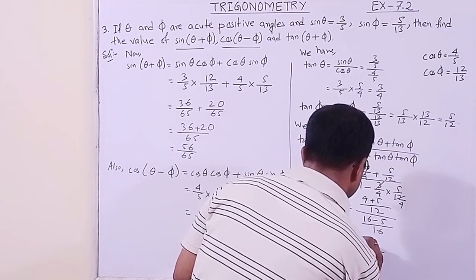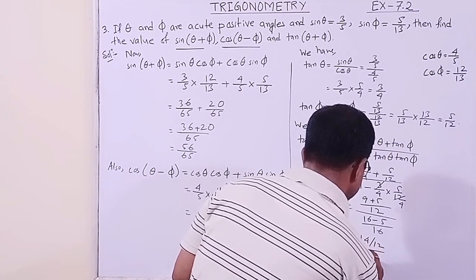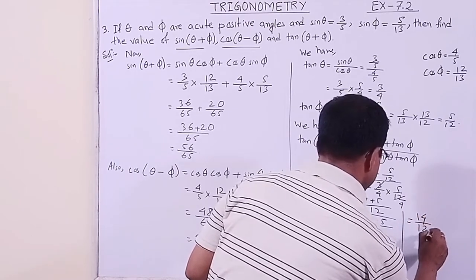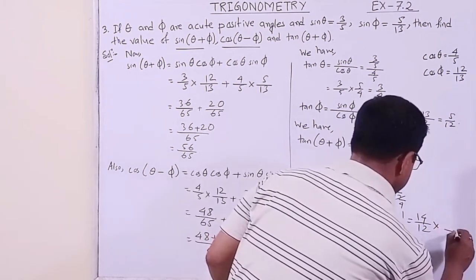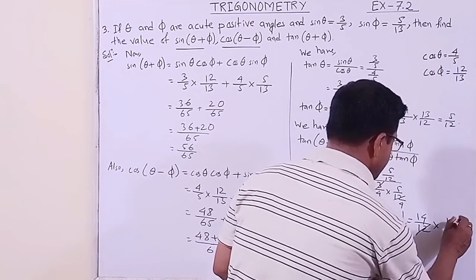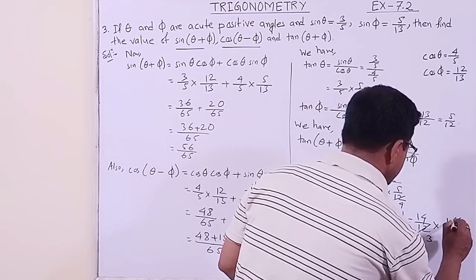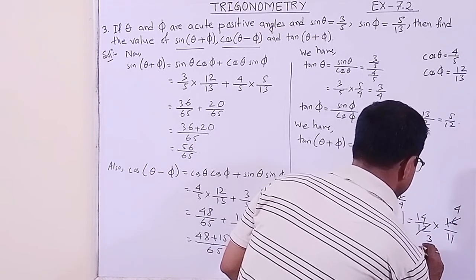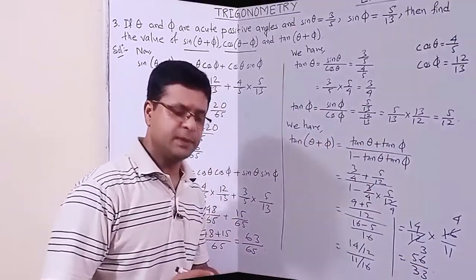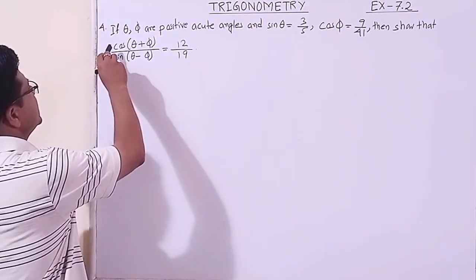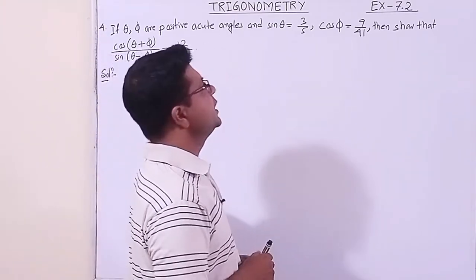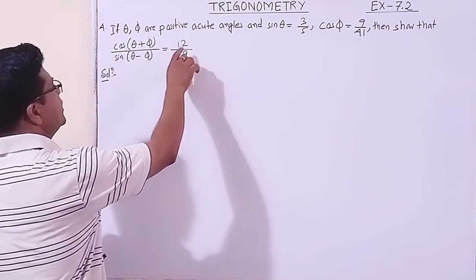So this is 14 by 12. This is 11 by 16. Let us simplify. This is 14 by 12 into, it will get reciprocal, 16 by 11. Can you cancel? Yes, we can cancel. Let us cancel them by 4. 4 3s are 12, 4 4s are 16. So this is 14 into 4 is 56. 3 into 11 is 33. Have you understood this sum? Now let us start question number 4. Here in the question it is said that if theta, phi are positive acute angles and sin theta equal to 3 by 5 and cos phi is 9 by 41, then show that this equal to 12 by 19.